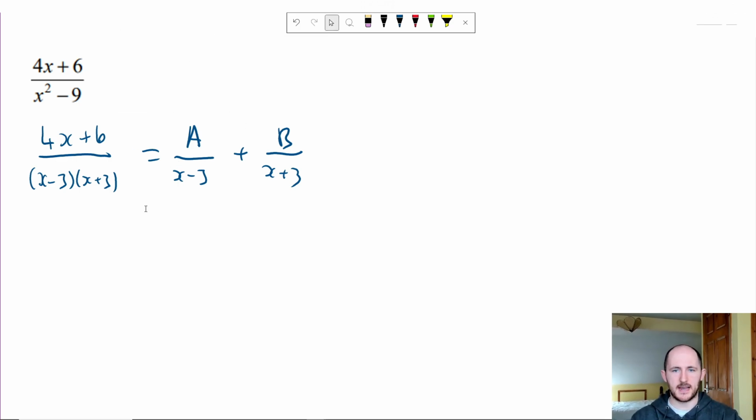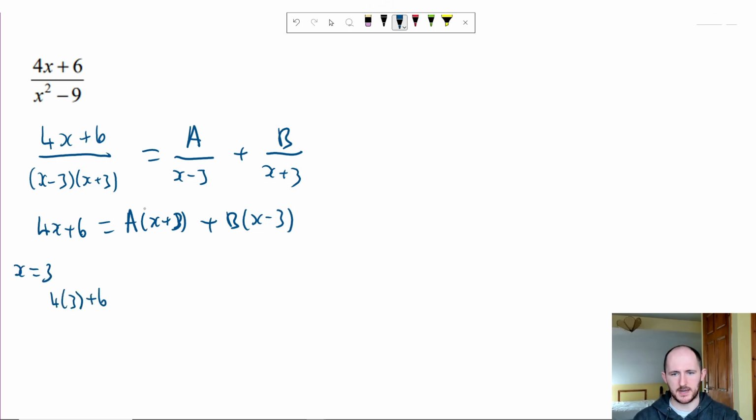And then again, you follow the exact same process. Times through by x minus 3 times x plus 3 to get 4x plus 6 equals a times x plus 3 plus b times x minus 3. And once again, do the exact same thing. We're going to sub in x equals minus 3 and 3. Let's just do x equals 3 first. Switch it up, right? So we have 4 times 3 plus 6 equals, so here it would be 3 plus 3 is 6, so it would be 6a. So 4 times 3 is 12 plus 6 is 18, so 18 equals 6a, which means a is just equal to 3.